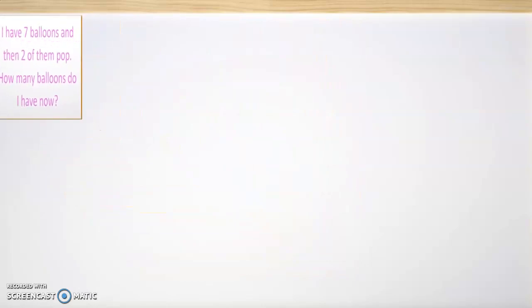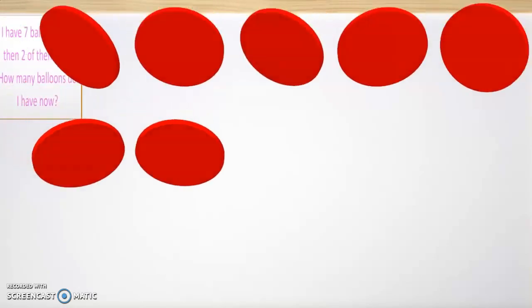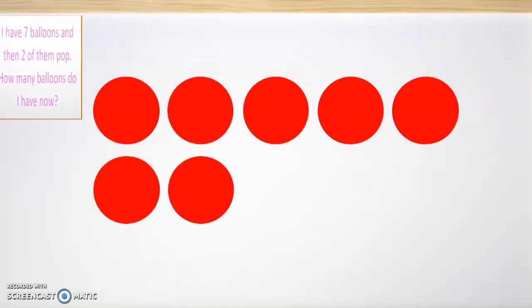I am going to start this with a circle drawing. Circle drawings are a great way to illustrate math stories or word problems. I am going to use 7 circles to represent the 7 balloons that we started with. Here are the 7 balloons. The problem says that 2 of them popped.